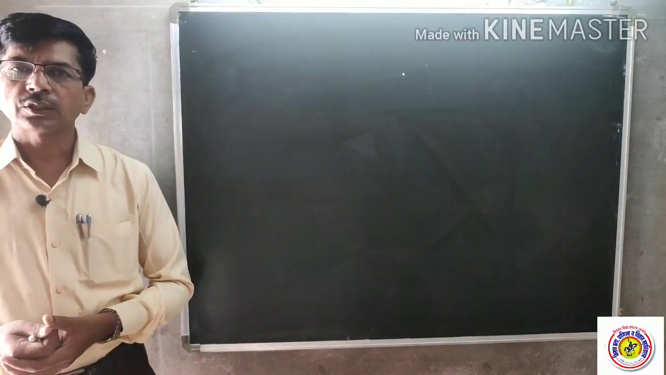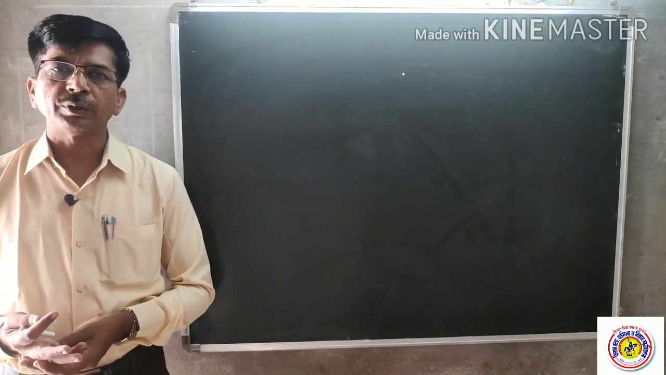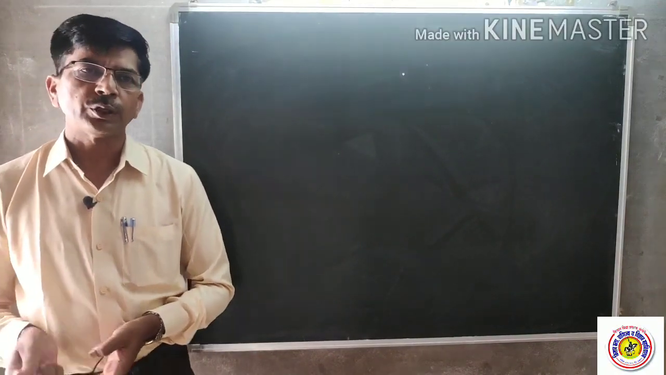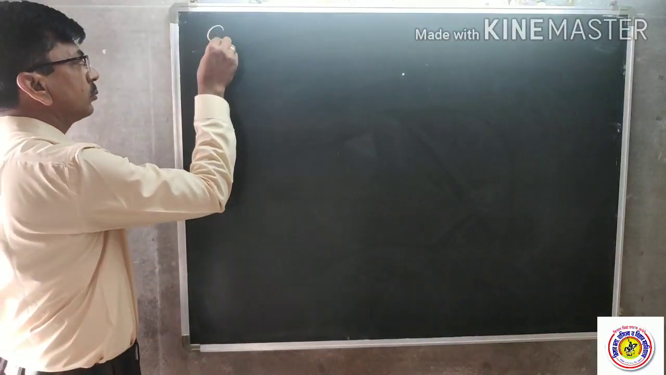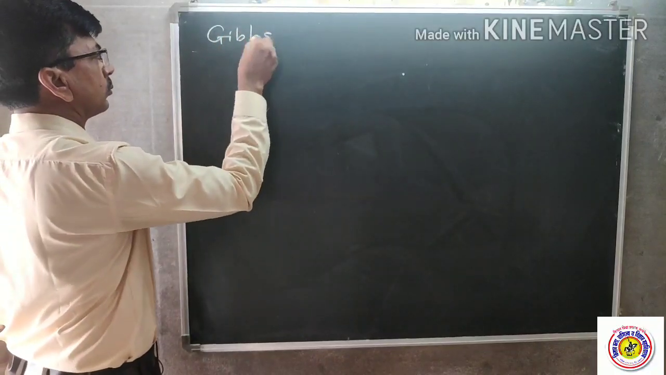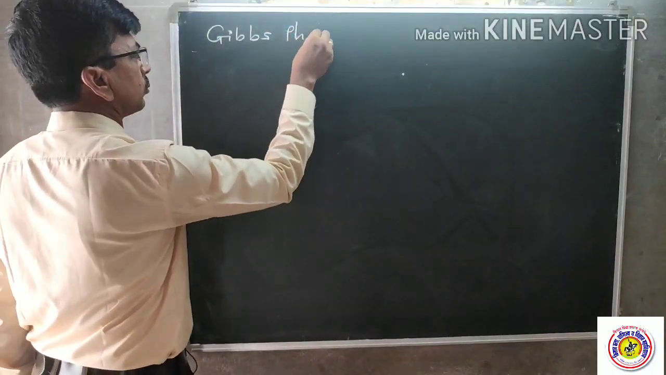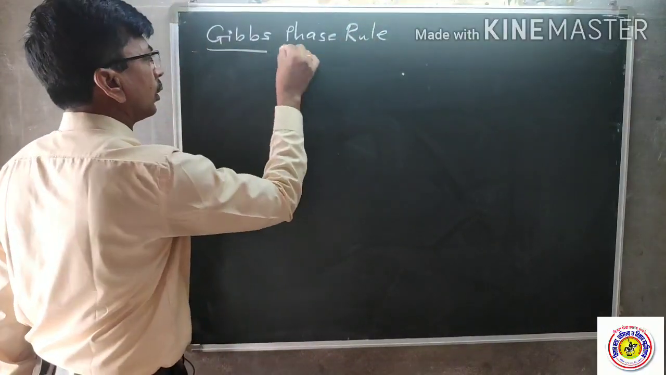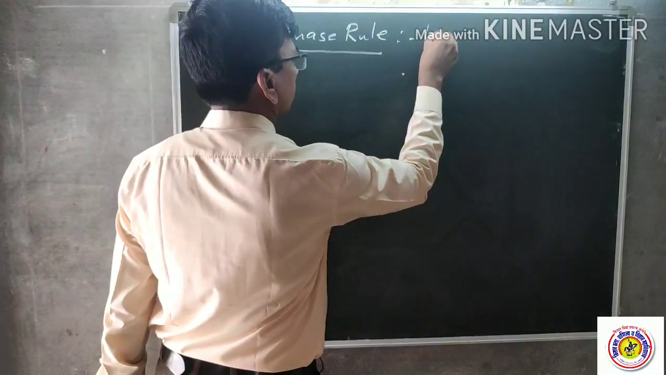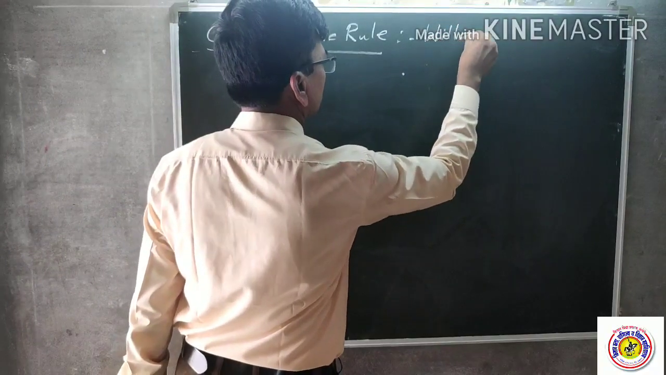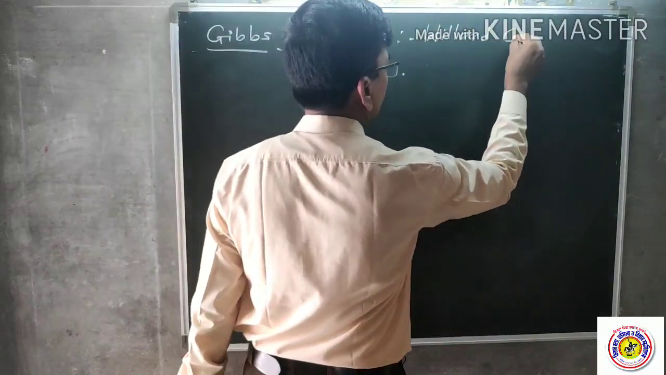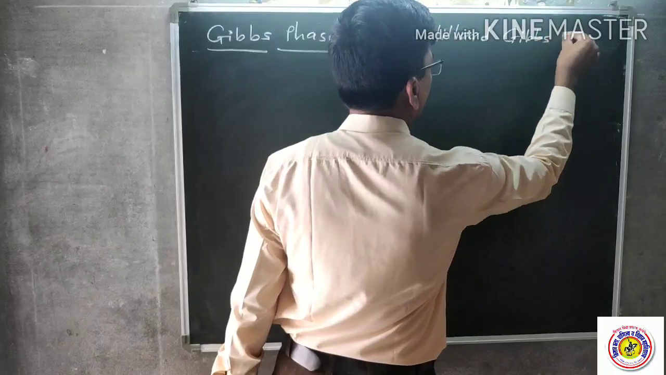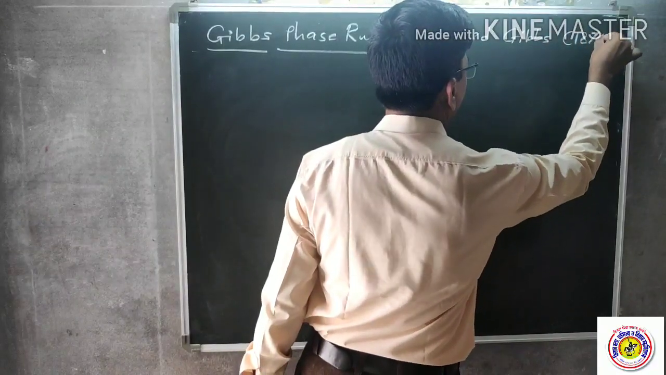Let's discuss the next topic in the chapter phase equilibria. The topic is Gibbs phase rule. This Gibbs phase rule was given by the scientist Willard Gibbs in the year 1874.